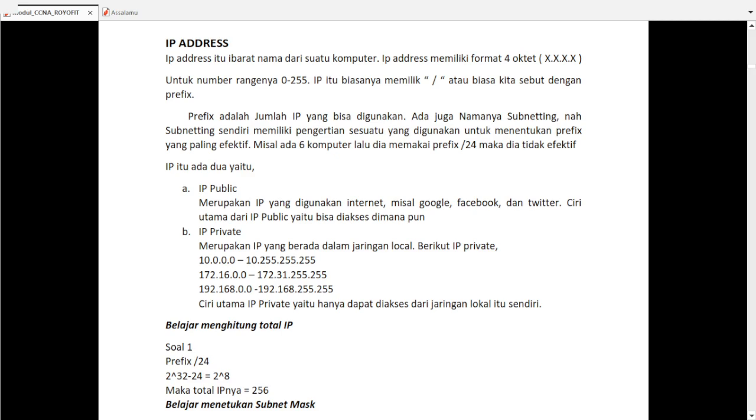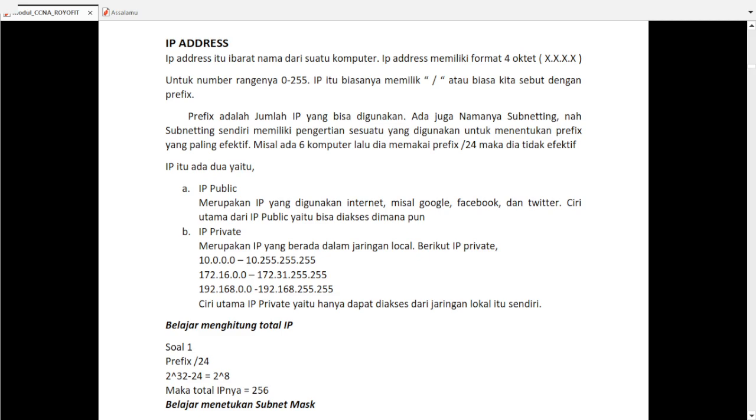Okay, now IP in general comes in two kinds. The first is IP public. IP public is the IP used by the internet, for example Google, Facebook, Twitter, Instagram, etc. The main feature of IP public is that it can be accessed from anywhere. Remember, anywhere. The second is IP private. IP private is the IP that is on the local network only.